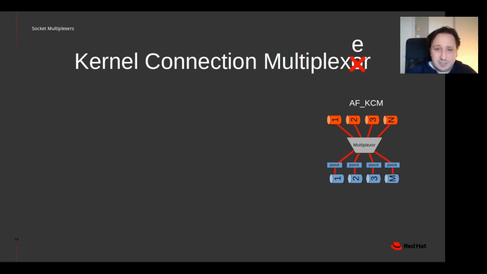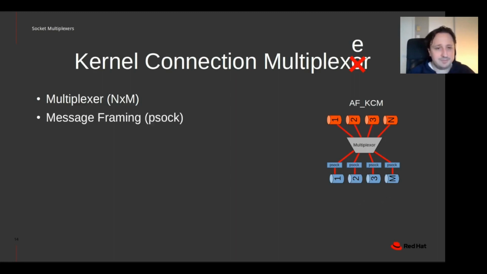So another multiplexer is the kernel connection multiplexer. It is AF_KCM. It's an N-to-M multiplexer. You have N AF_KCM sockets in user space, and then you have some multiplexer logic in the kernel, which does some load balancing. It also has some PSOCK module, which does message framing, for example, on a byte stream like TCP.